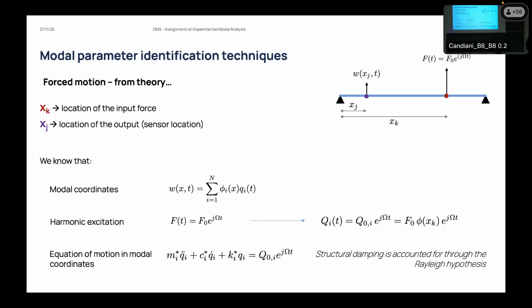So the external force F of t will be described in the modal approach as a Q force for each of the modes you have in your structure, and this, through the Lagrange equation of the principle of virtual work, can be described as the product between the force F0 and the mode shape i computed in the location where the force is applied.